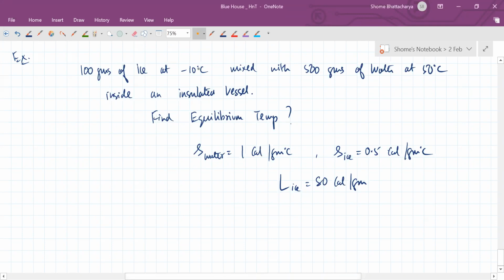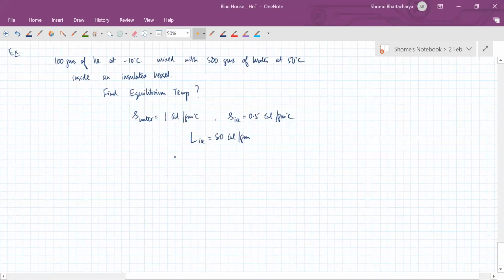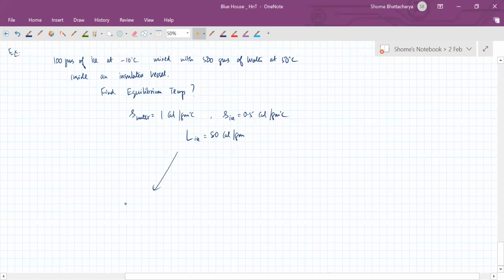Okay, so let's see here. What we have to do is there are two possibilities. Okay, one possibility is that all the ice melts, and the final temperature is greater than or equal to 0 degrees C.